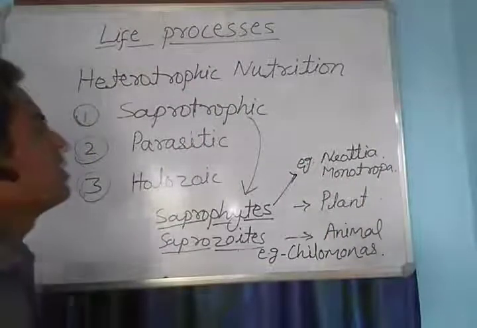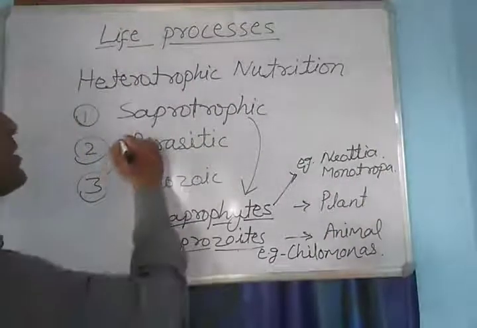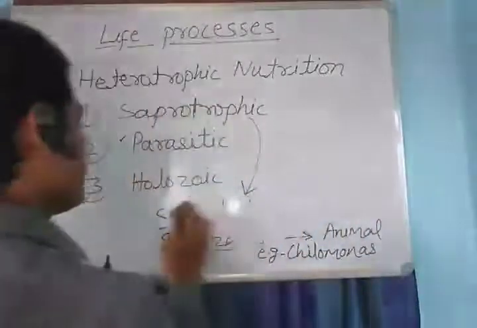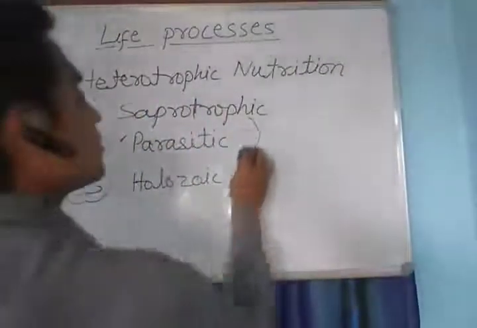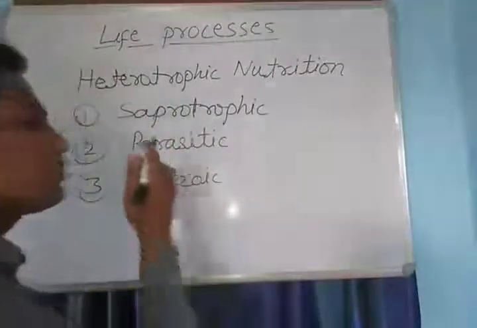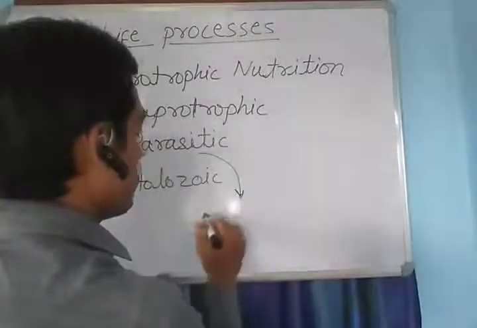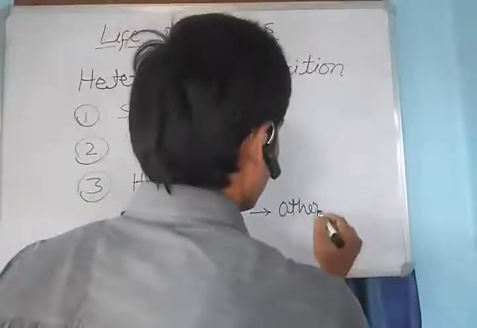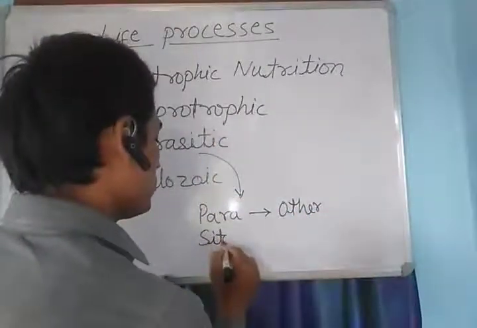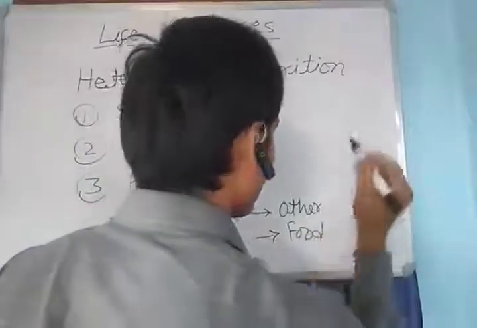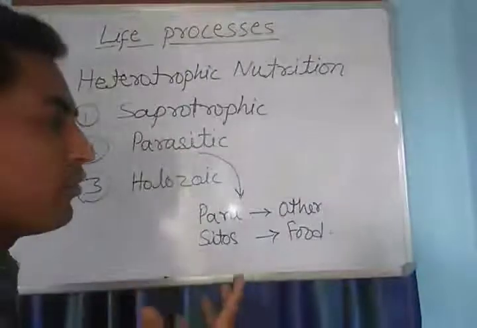Okay, so the next mode is parasitic. So let's come. Parasitic is also made by two words. Para means other and cytos means food. That means it also gets food from others.